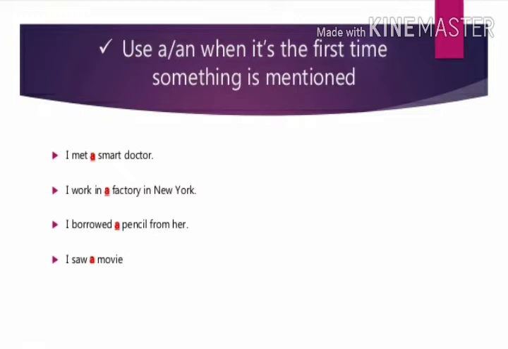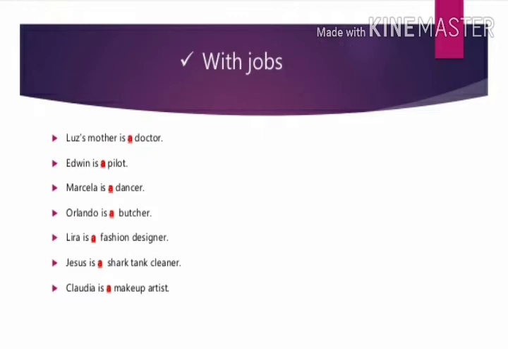For example, I met a smart doctor. I work in a factory in New York. I borrowed a pencil from her. I saw a movie. We use a when we talk about jobs. For example, Lux's mother is a doctor, Edwin is a pilot, Marcella is a dancer, Orlando is a butcher, Laria is a fashion designer, Jesus is a shark tank cleaner.